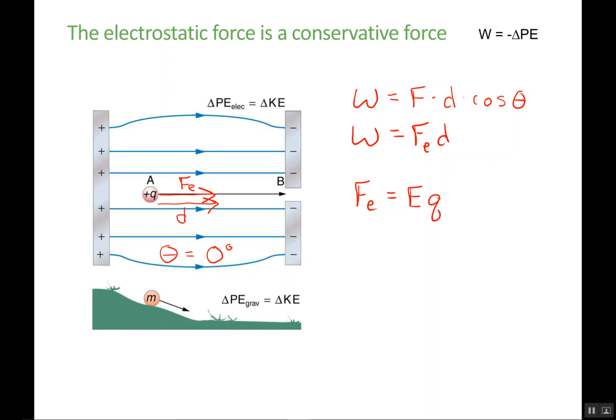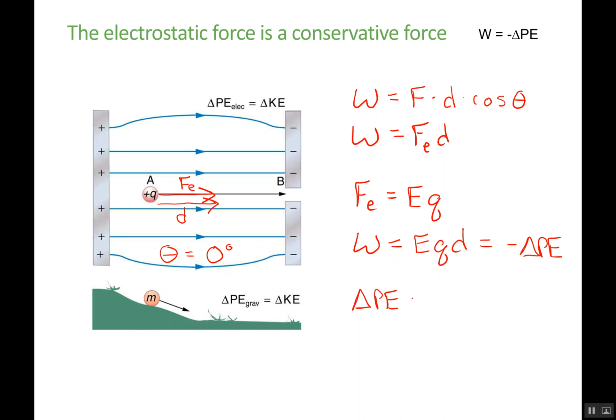Now, since electric field is the strength of the electric force per unit charge, the electric force is the electric field times the amount of charge. In other words, F sub E, the electric force, or electrostatic force here, equals E times Q. So let's plug that in. So the work done on this positive charge by the electric field is EQD. And that is equal to the negative change in potential energy. Or in other words, the change in potential energy equals negative EQD.